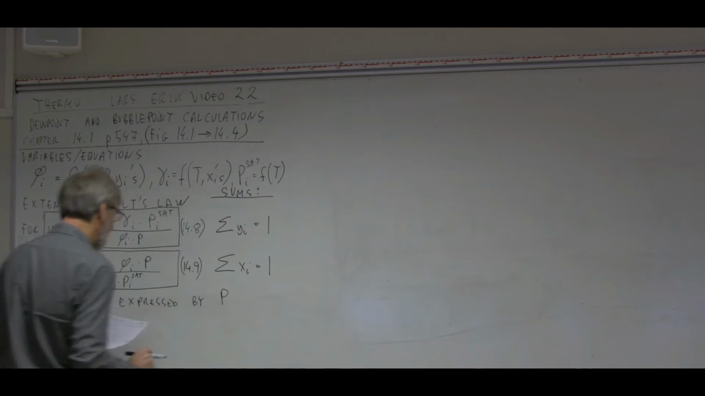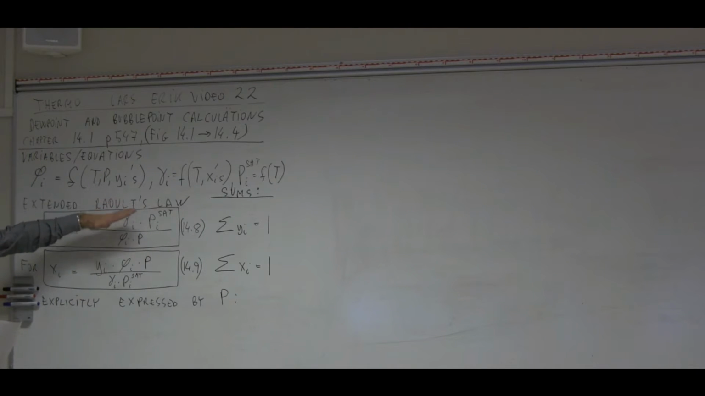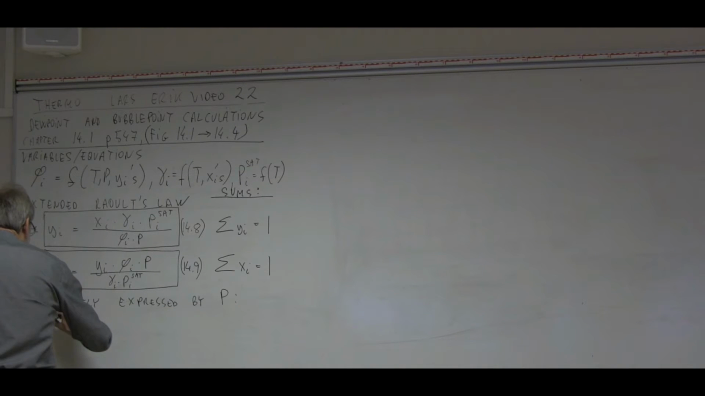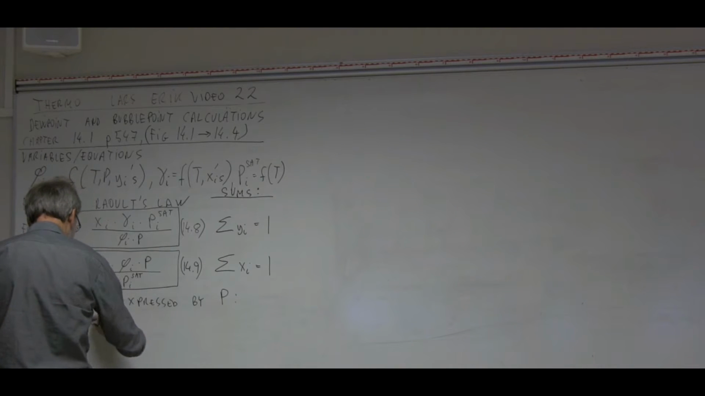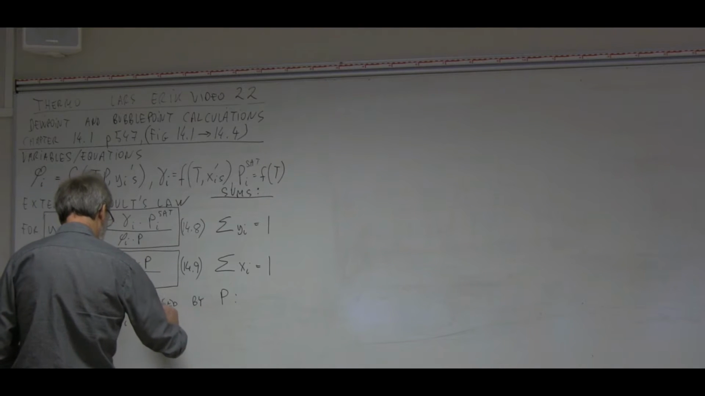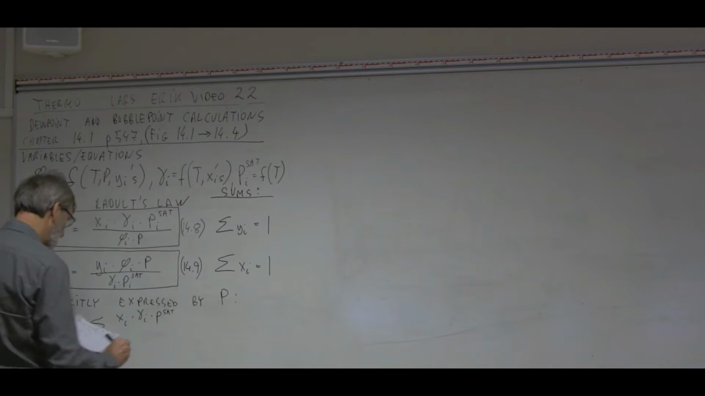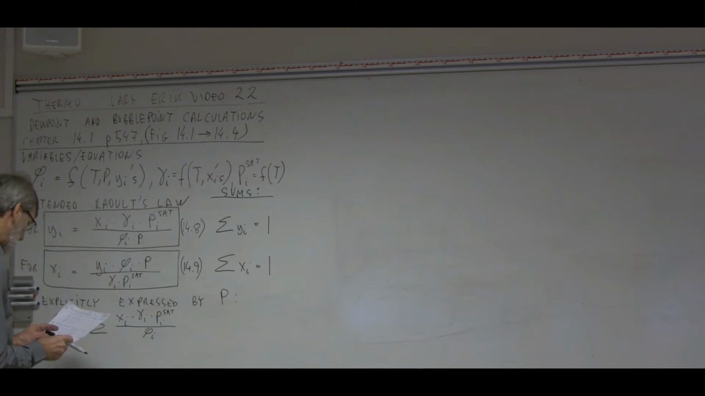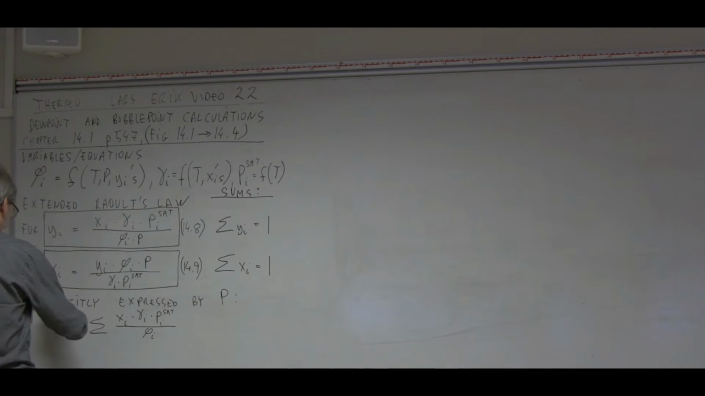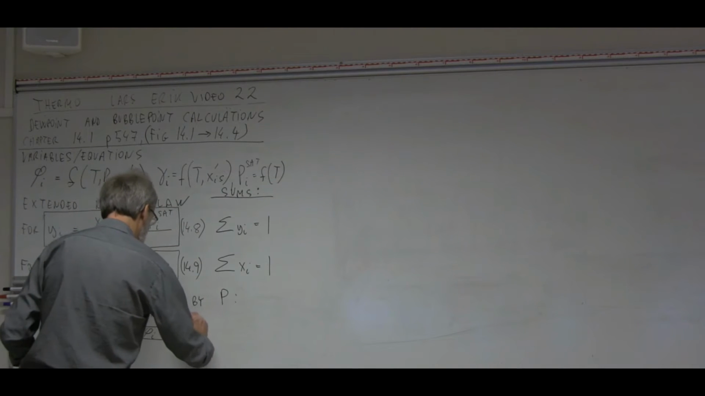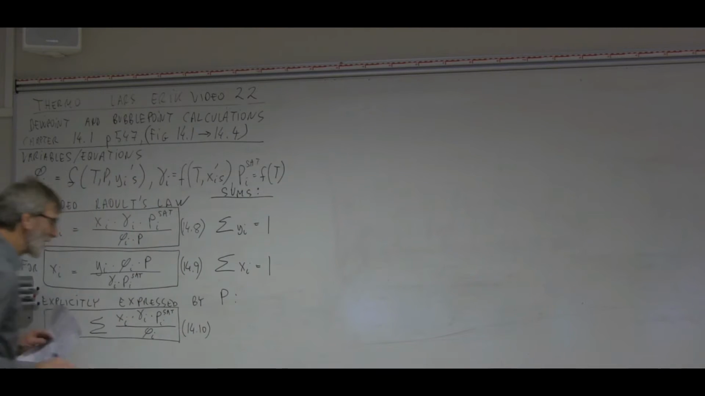if we take these expressions for the y's and for the x's and express them by pressure, then we can write this as the pressure is the sum of xi times gamma times the saturation pressure divided by the fugacity coefficient. This is equation 14.10.